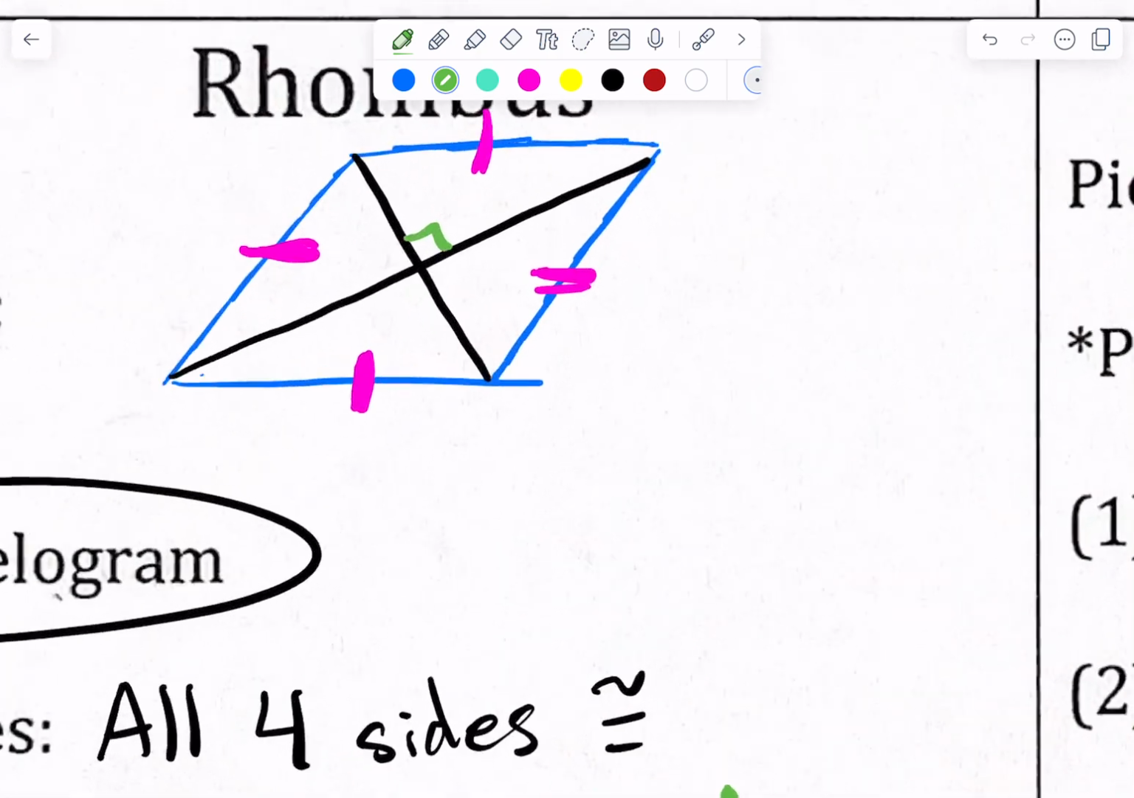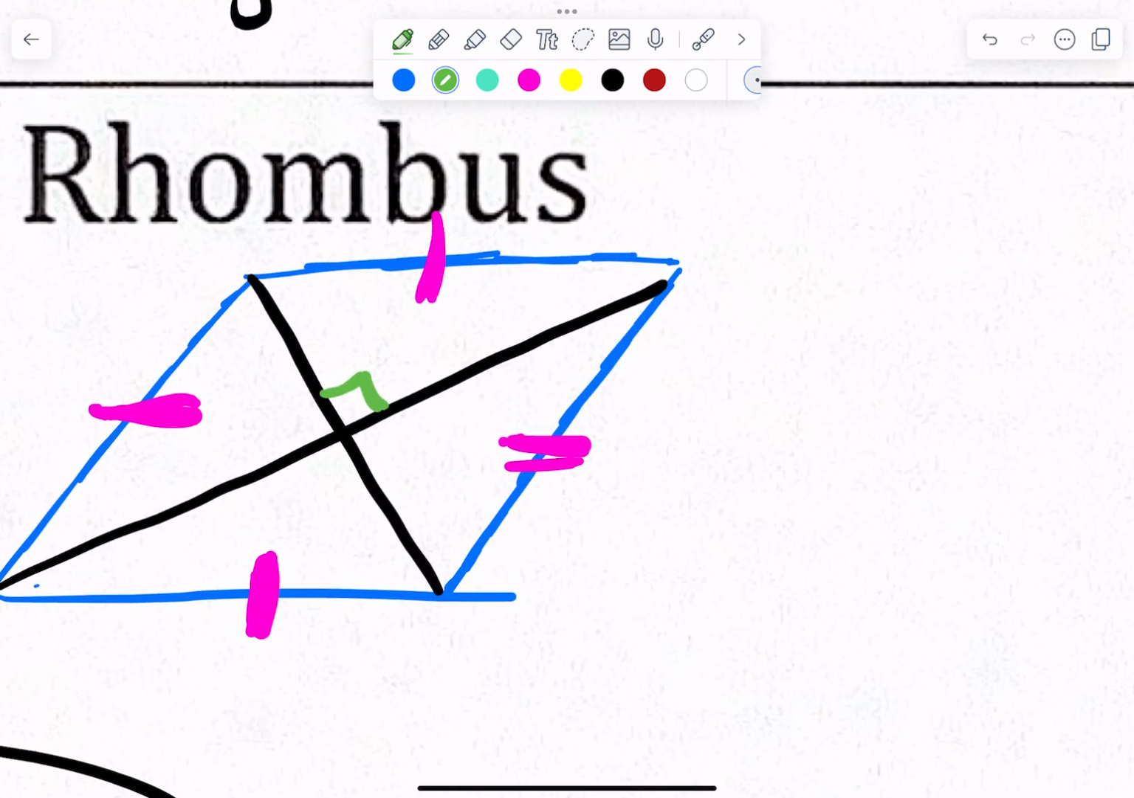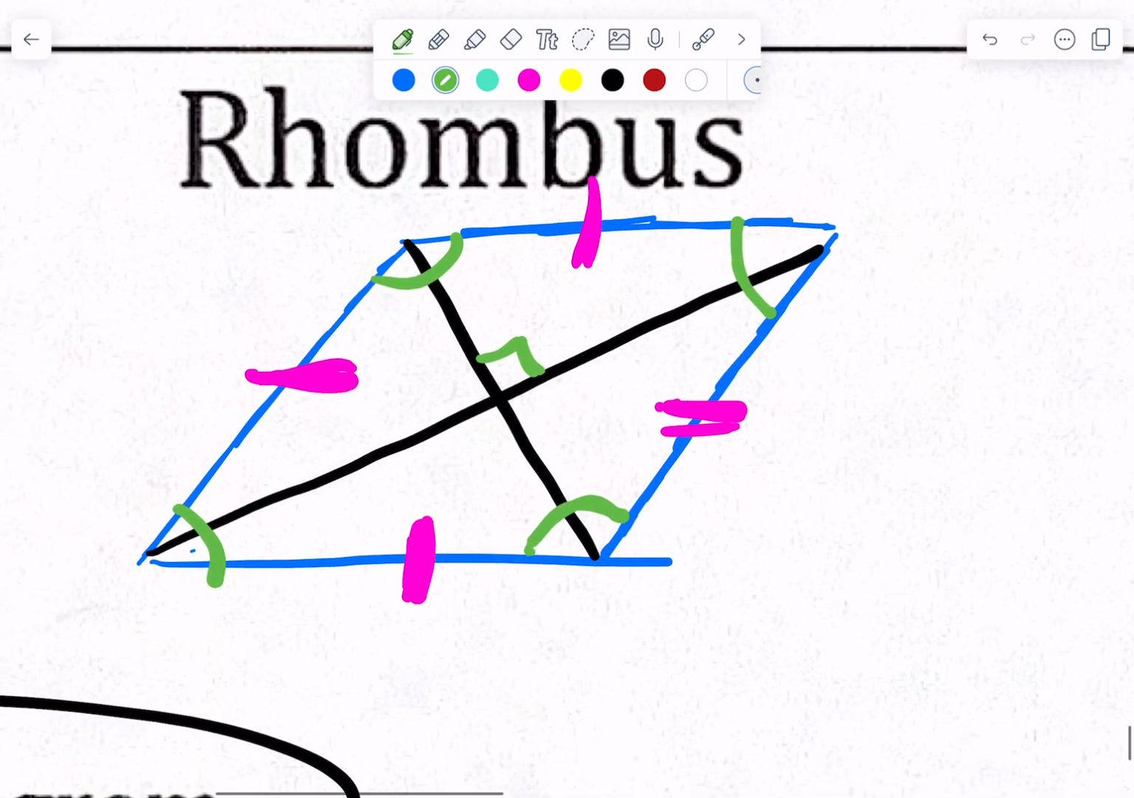Now, let's talk about the angles with the diagonals. Like this angle right here, this angle right here, this angle right here, this angle right here. We know that the opposite ones are the same, but what's the diagonal doing to the angle? Bisect. It splits it into two equal pieces.